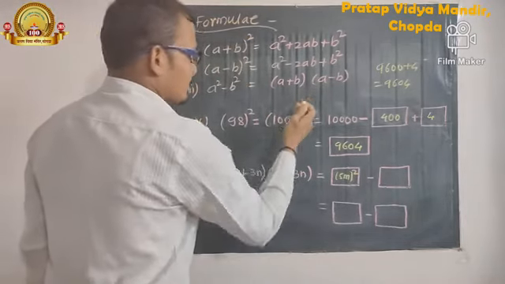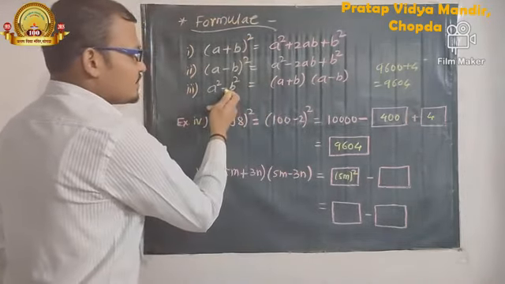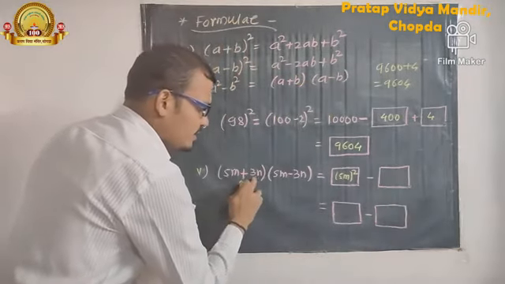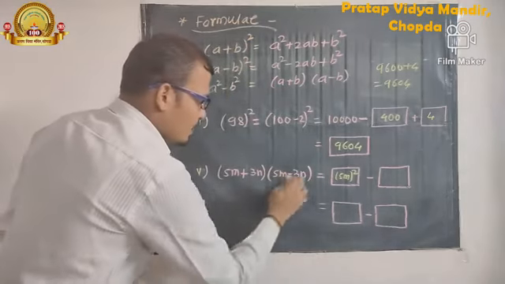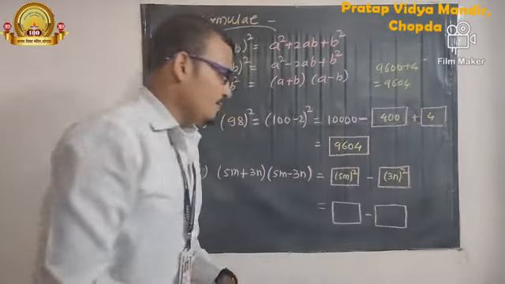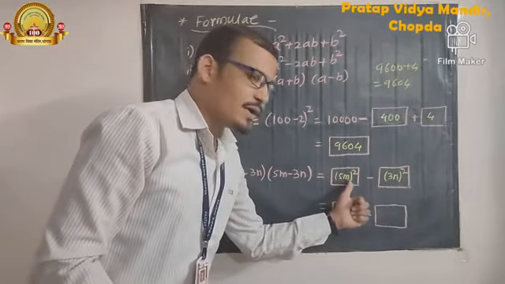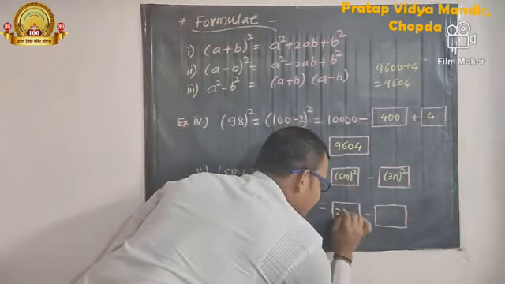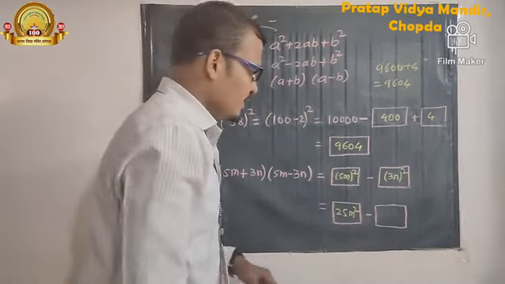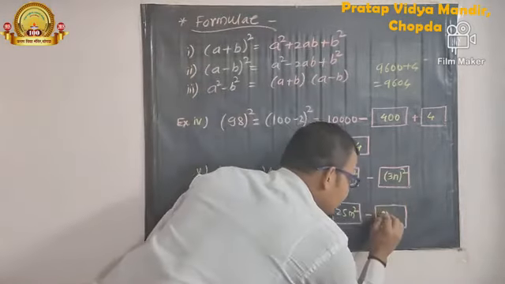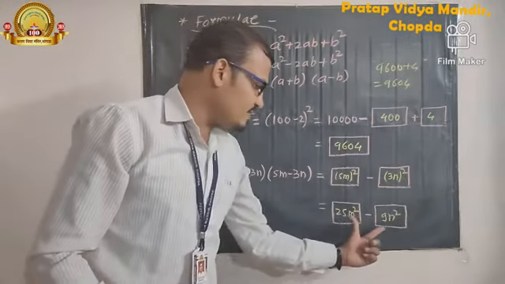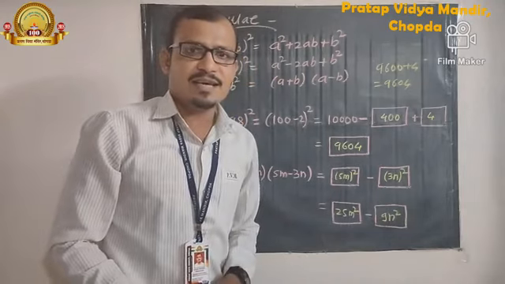Then our second term is minus the square of the second term. The second term is also common here. So minus the square of the second term, that is minus (3n) bracket square. Now what is the square of 5m? Square of 5 is 25, and square of m is m square. So our first term is 25 m square. And here square of 3 is 9, and square of n is n square. So our final answer is 25 m square minus 9n square.